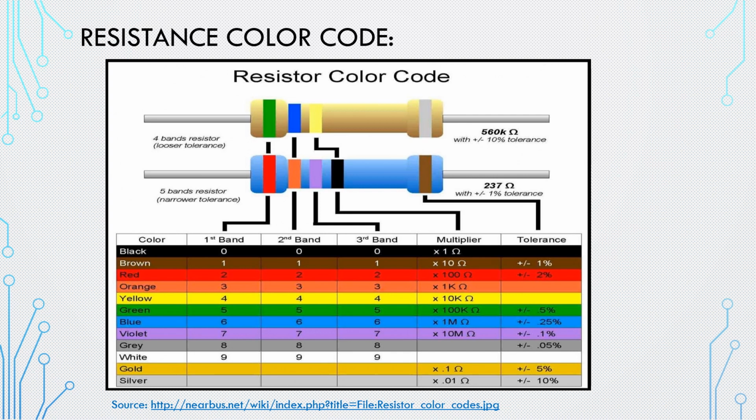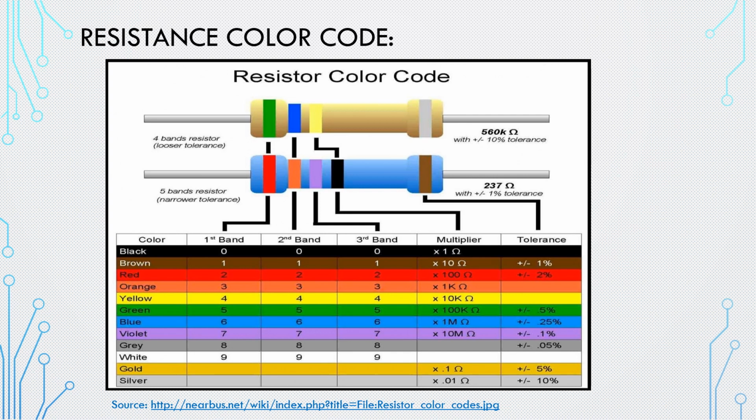So I'm having 5 colors. Start again from the left, go color by color, digit by digit. The first color goes with the first digit, which is red, equal to 2. Second color, orange, I go to the second column, which is 3. Third color here I'm having violet, so violet is 7. So this is the value I found until now.